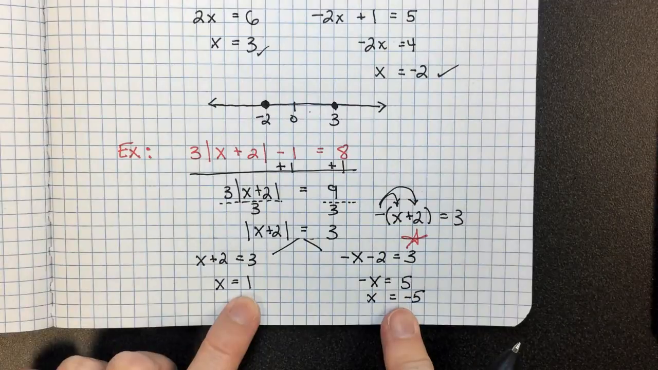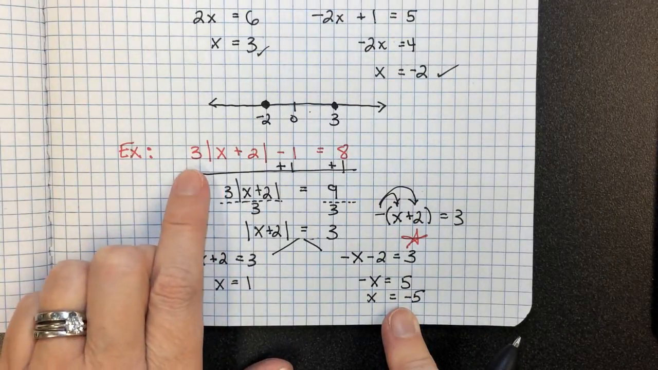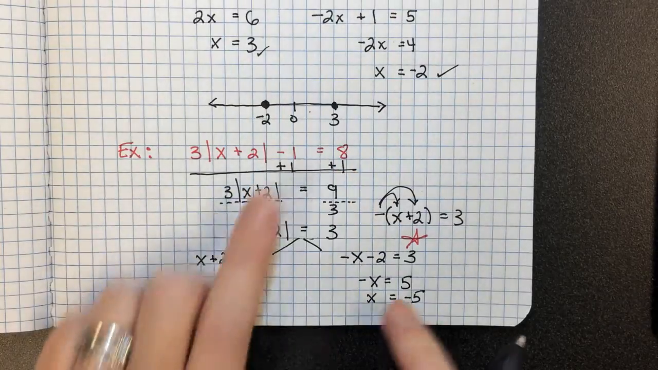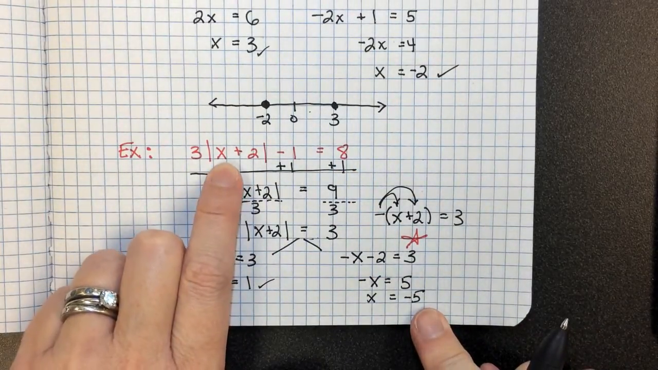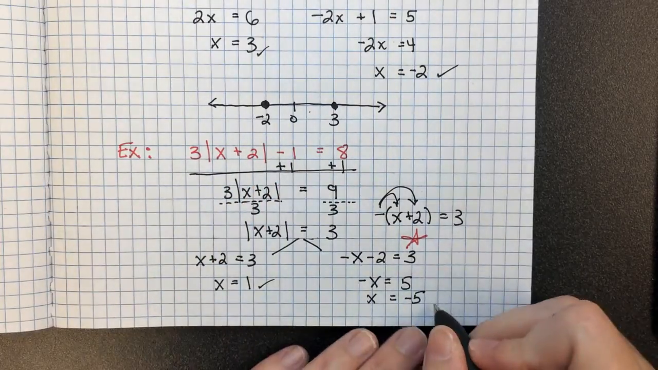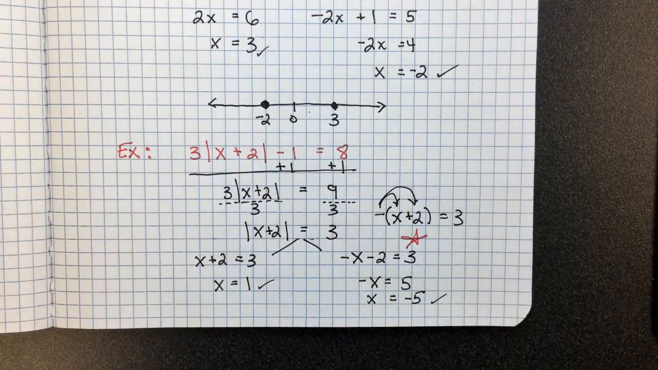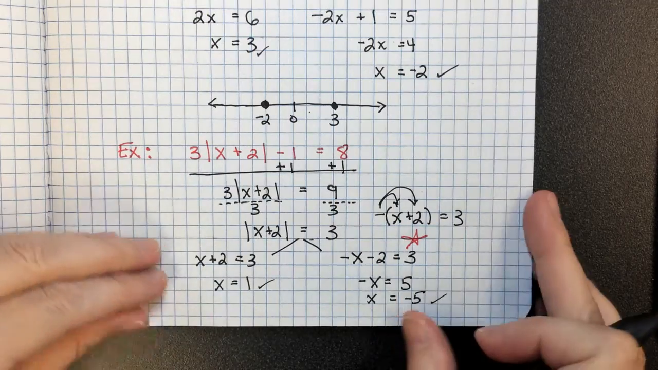Again, we can check this. 1 plus 2 is 3. Times 3 is 9. Minus 1 is 8. That works. Negative 5 plus 2 is negative 3. Comes out positive. Times 3 is 9. Minus 1 is 8. Again, that also works. So right now we're doing pretty good. Now we're going to move over to a situation where we have something called extraneous solutions.